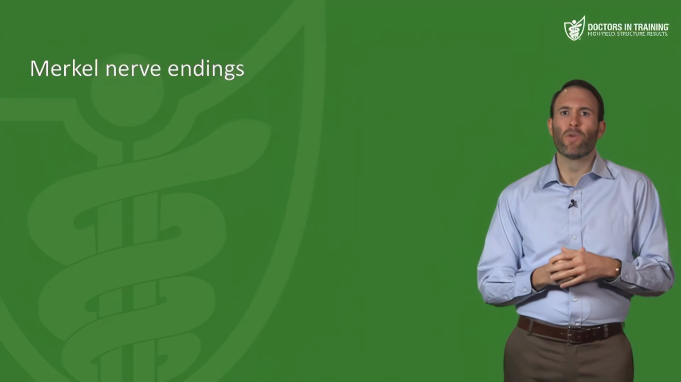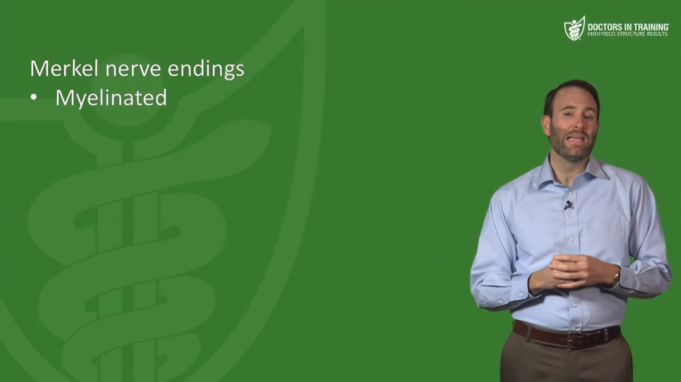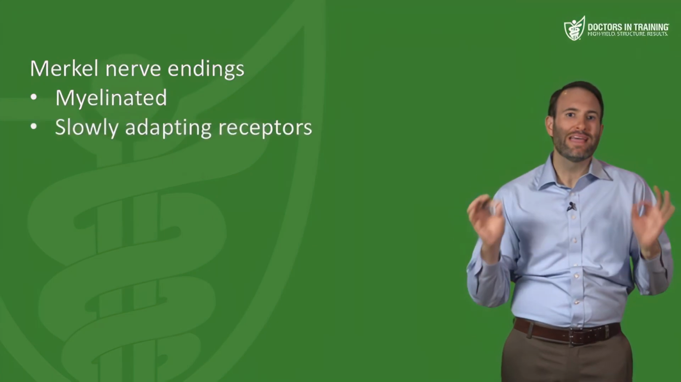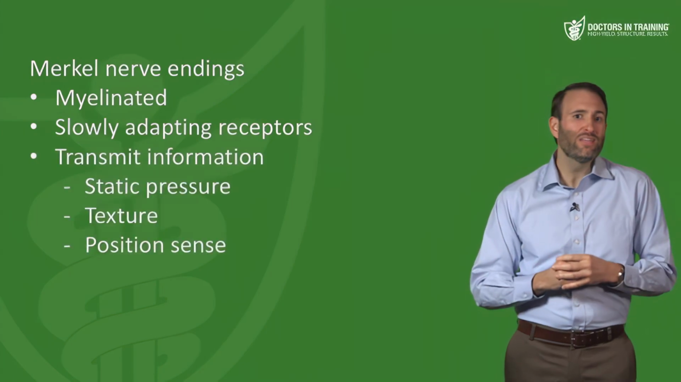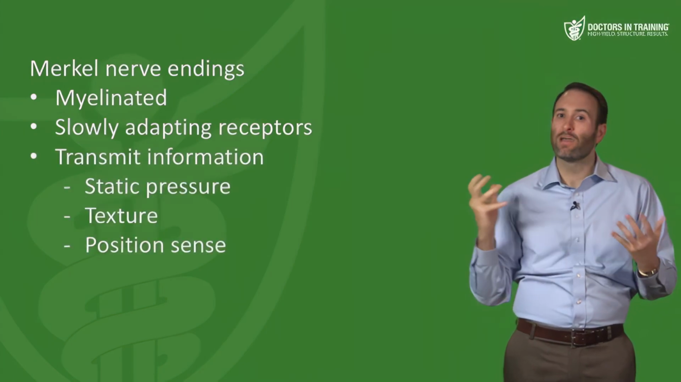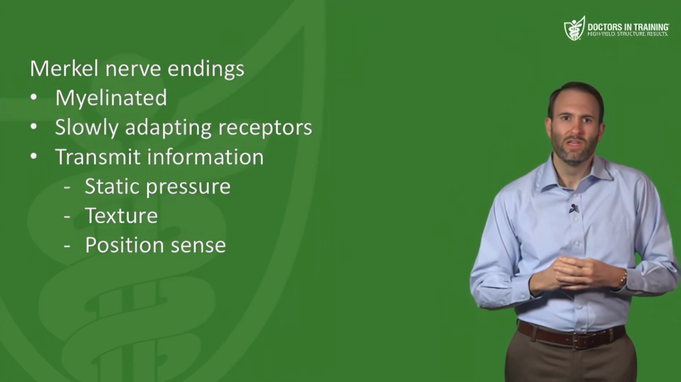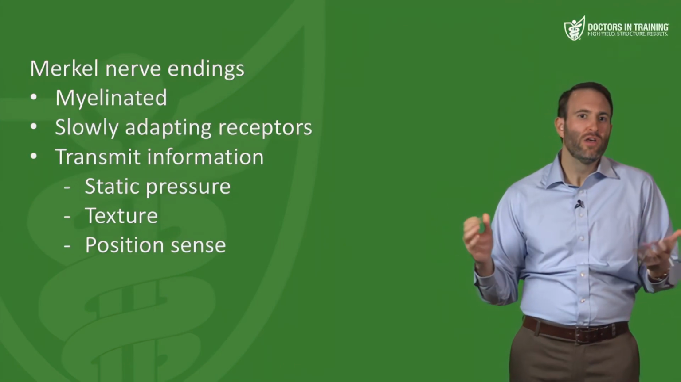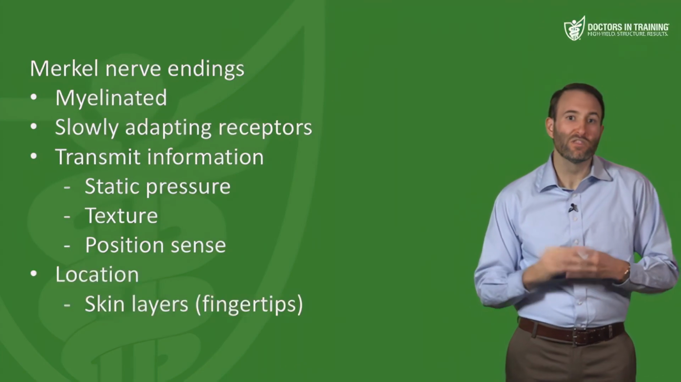So first, let's hit the Merkel nerve endings. So the Merkel nerve endings are myelinated, and they're classified as slowly adapting receptors. You got to remember this stuff because each one of these can be a little different. And they transmit information regarding static pressure, sometimes texture, and even position sense. Now, these have a wide distribution. They're found along with Meissner corpuscles in the superficial skin layers, especially in the fingertips.